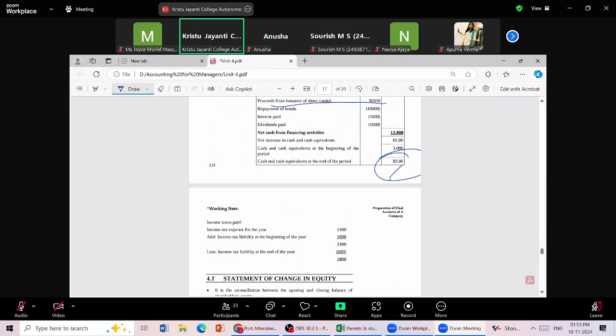Which means all the items are recorded. So your balance sheet statement is supporting your cash flow statement. It gives you the correct cash balance. So it helps us to study how much inflow and outflow have taken place. Hope you understood the cash flow statement, right? Next.